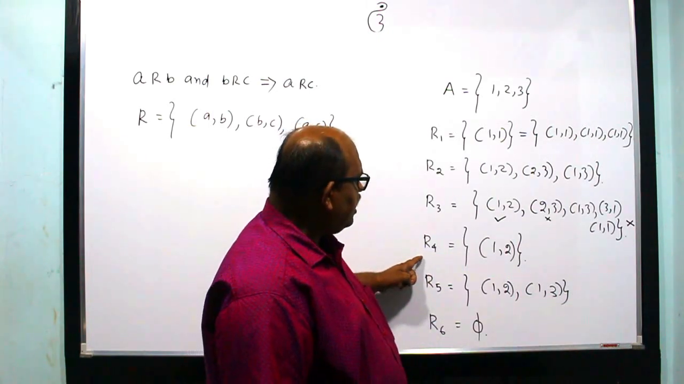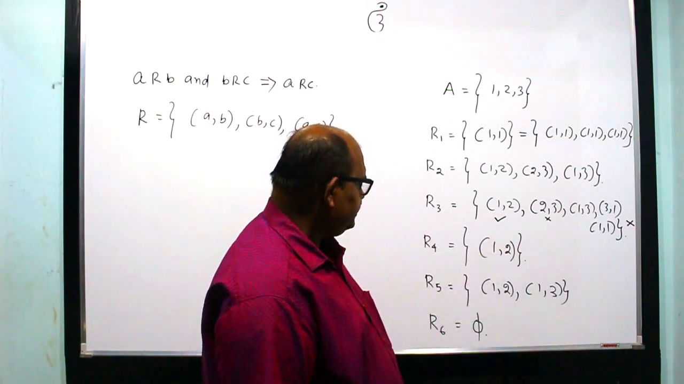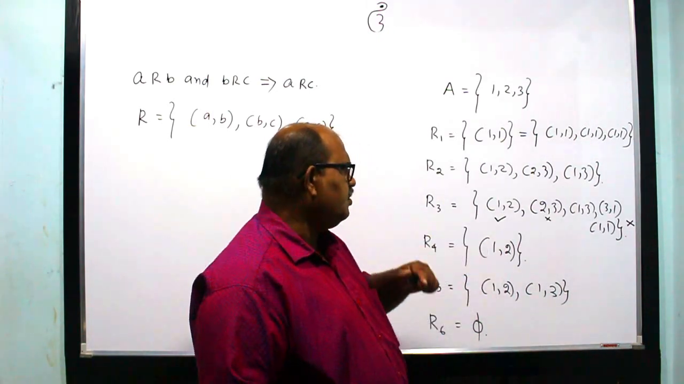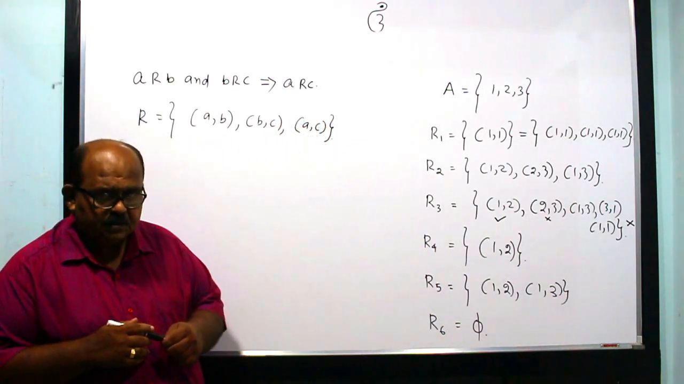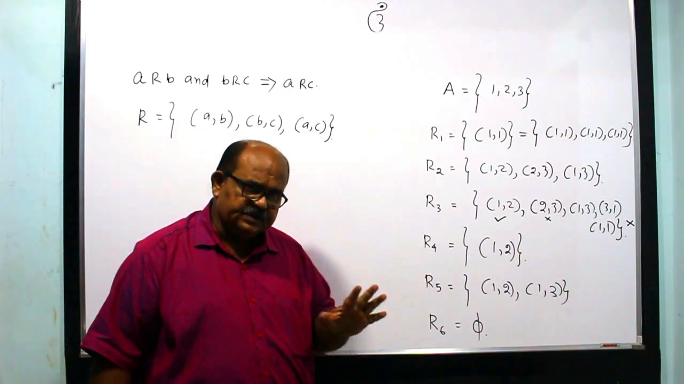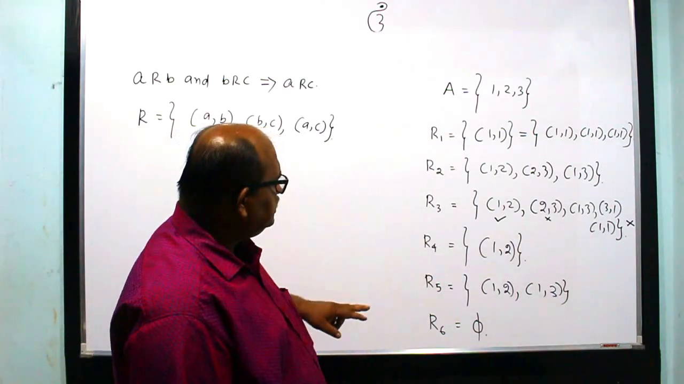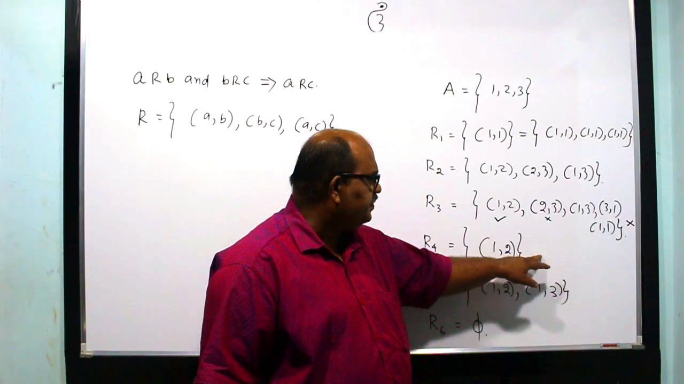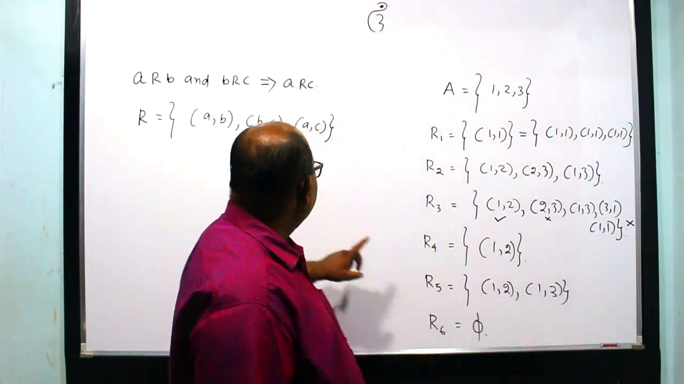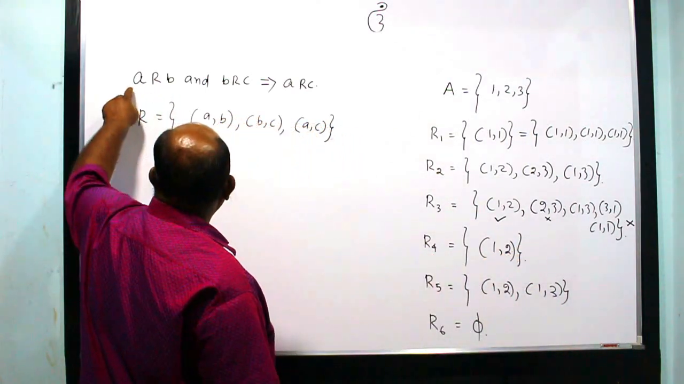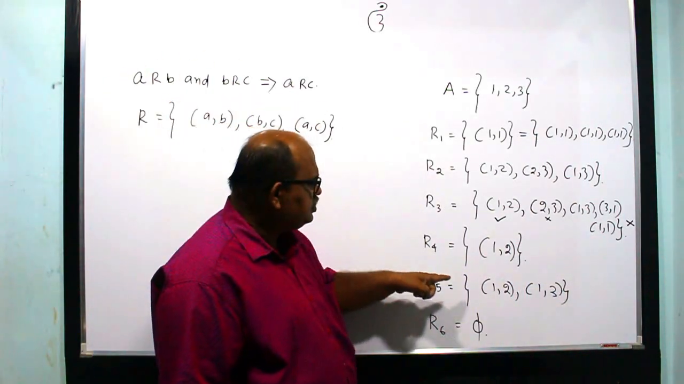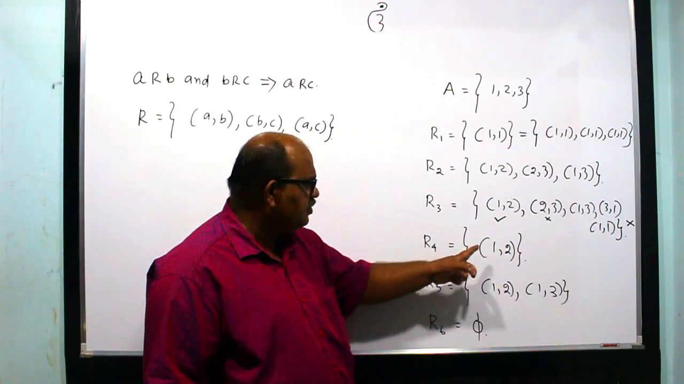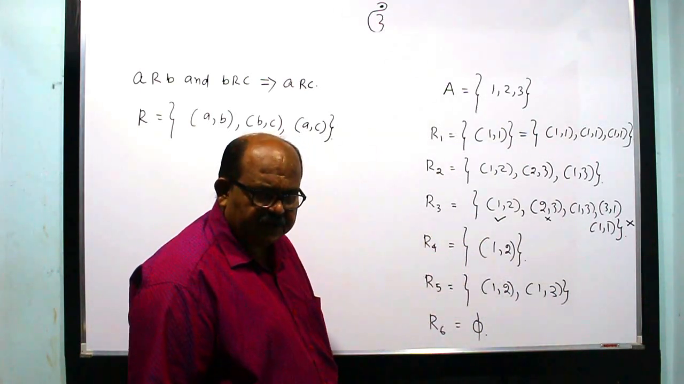Now come to R4, which is equal to {(1,2)}. Very interesting. Is it transitive? Yes, it is transitive. Why? Because there is no AB and BC. Only AB is present. So if only AB is present, the condition part becomes false, so the statement becomes true. So R4 is equal to {(1,2)} is a transitive relation.